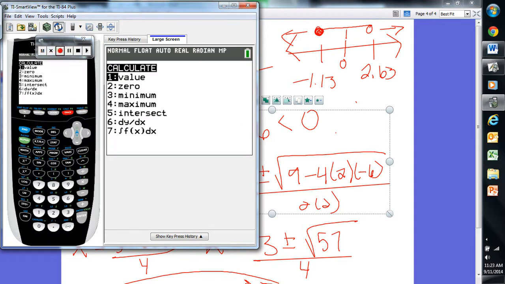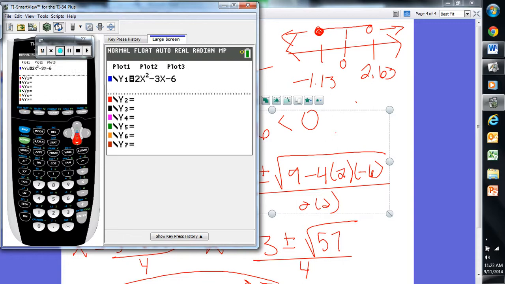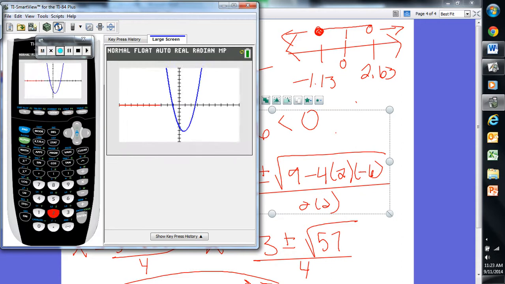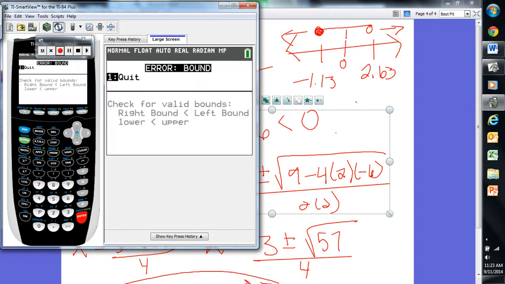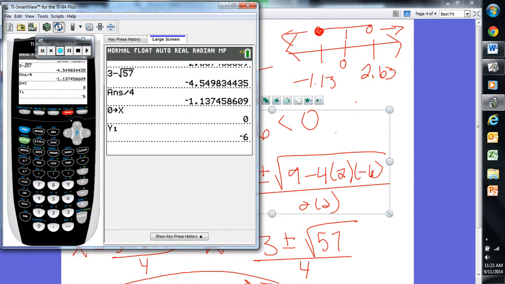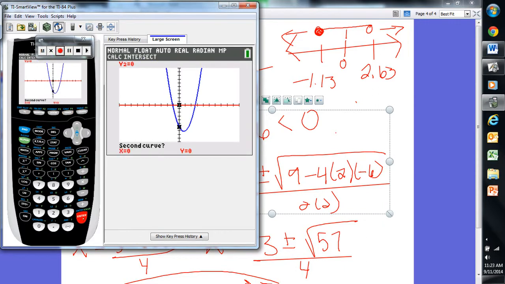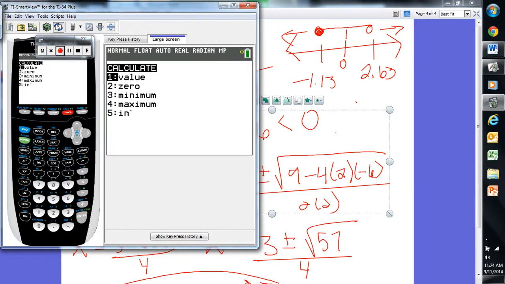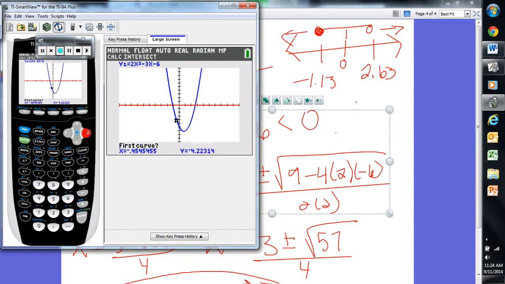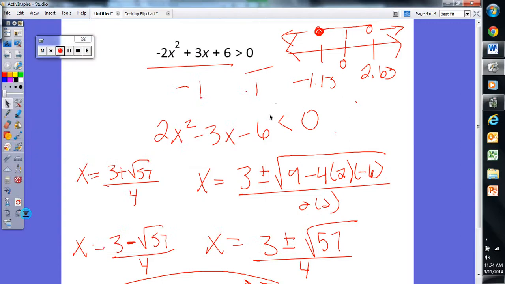Oh, remember I told you how to put in 0 for y2 so that you don't have to do the zeros? That's a huge trick. Up, up, second calc, intersect. Oh, I think I pushed 0. Enter, enter, enter. Negative 1.13. Second calc intersect. Enter, enter, enter. 2.63. Same numbers we got, and you can see that it's below the x-axis in between those two numbers, which is what it means to be negative.